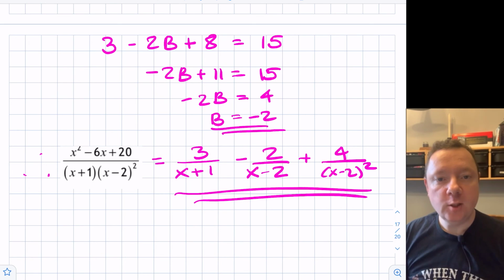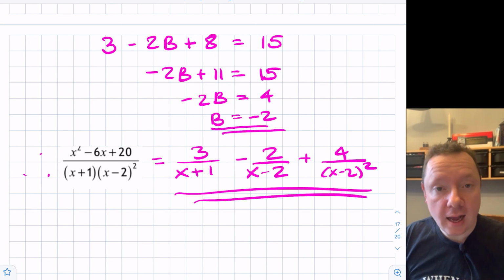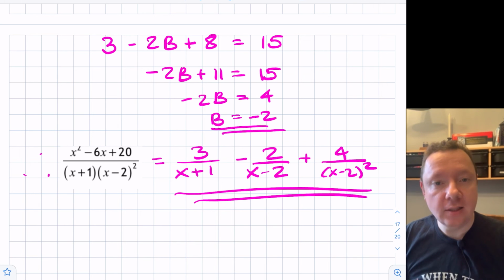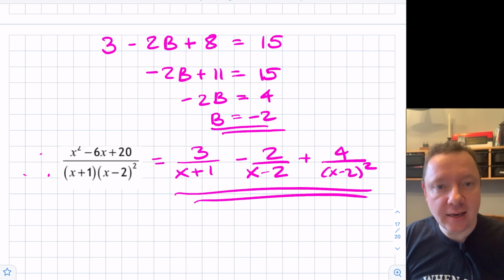And we're done there. This has been Clever Maths, and today we've looked at partial fractions where in the denominator it's a repeated linear factor.